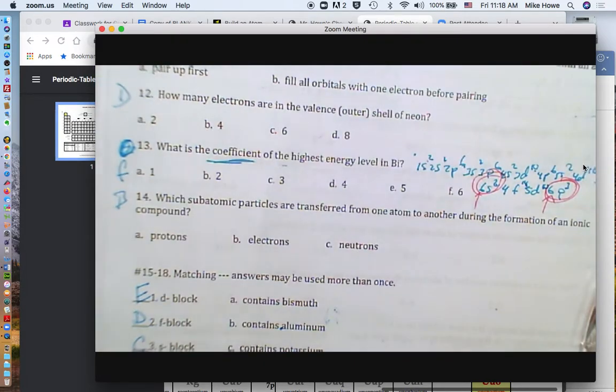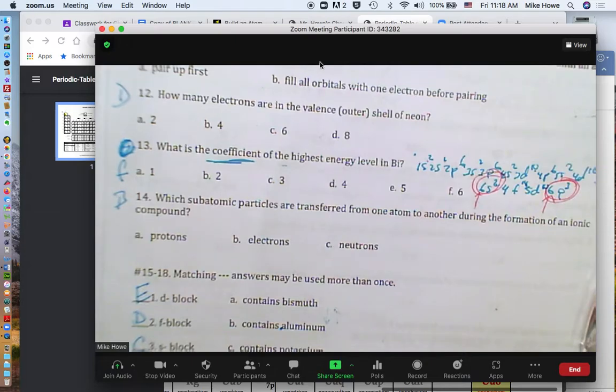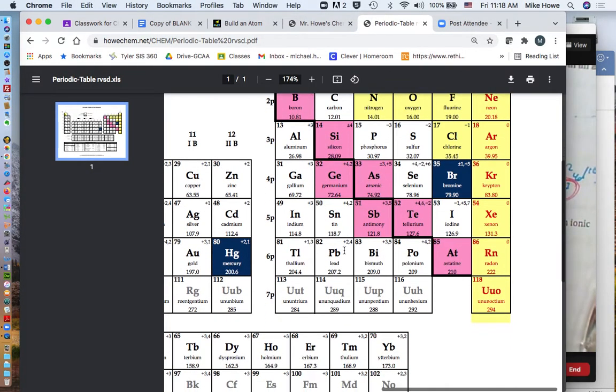Write it all out. But another way to know it is to look at the periodic table and notice that bismuth is in the 6th period. And so all of these, their highest coefficient will be 6. For all of these, their highest coefficient is 5. For all of these, their outer shell is 4. Notice how I changed from highest coefficient to outer shell. They mean the same thing.